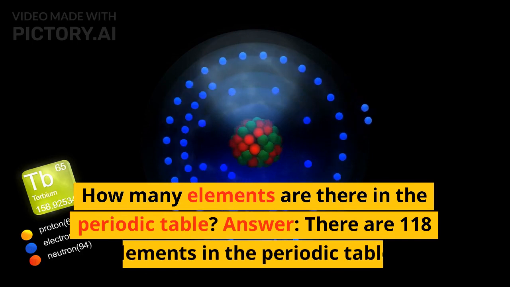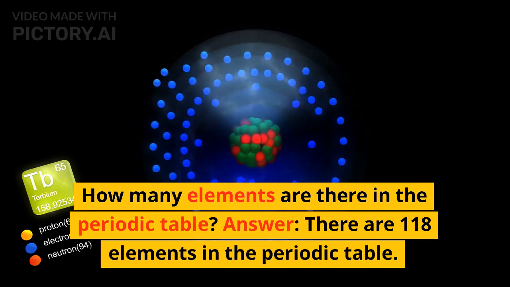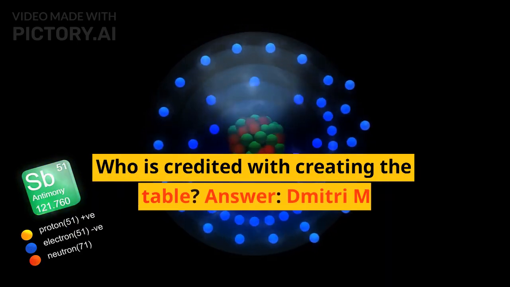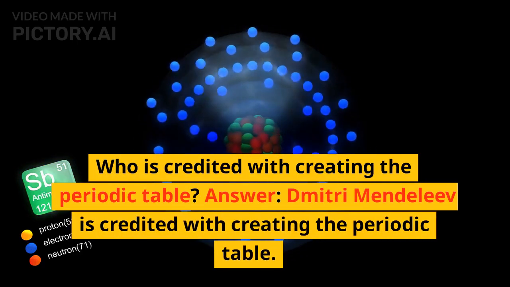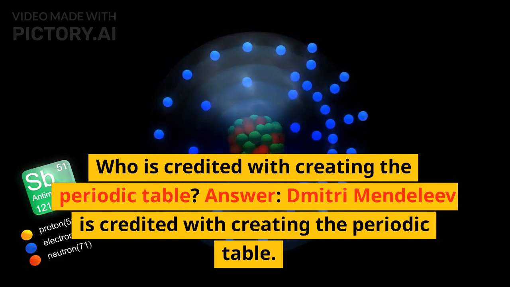How many elements are there in the periodic table? Answer: there are 118 elements in the periodic table. Who is credited with creating the periodic table? Answer: Dmitry Mendeleev is credited with creating the periodic table.